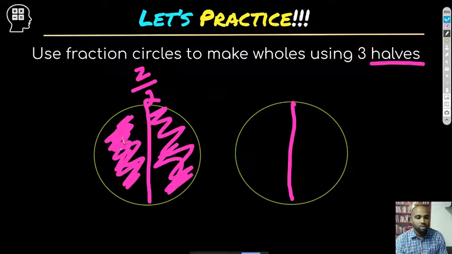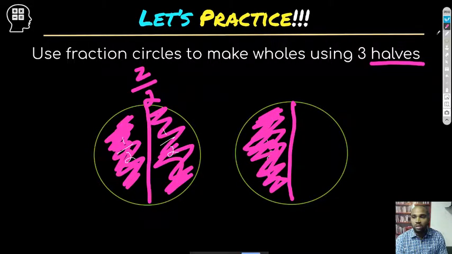Let me make sure this is clear. We got one half here, we got one half here, and we need another one half, because all those halves would give us three halves. So now we got three halves. I have to redraw my one half. All right, so now this would give us three halves, because this is one half, one half, one half. That makes three halves. So this is how we could use circles to represent that.